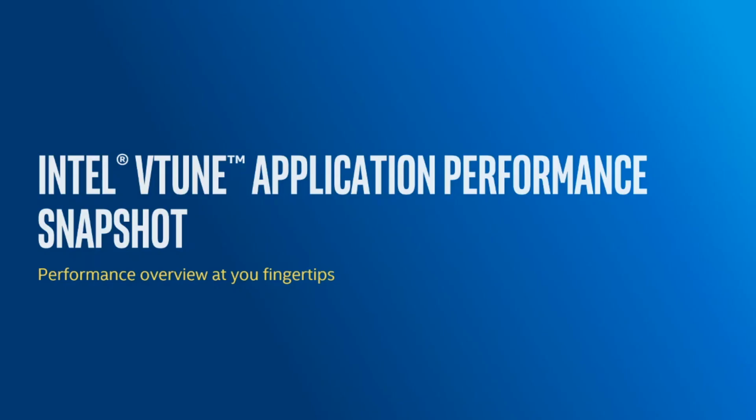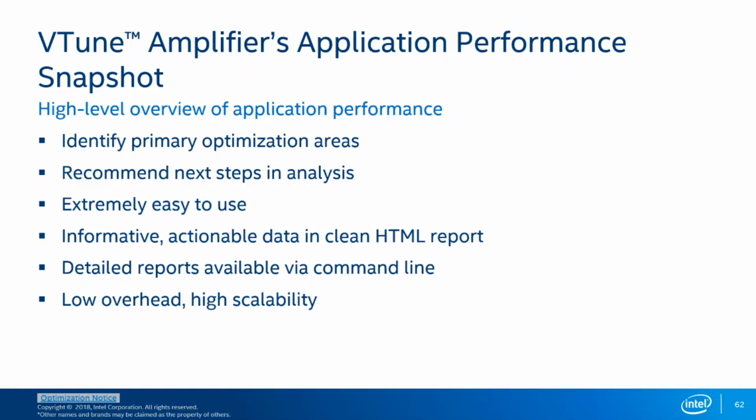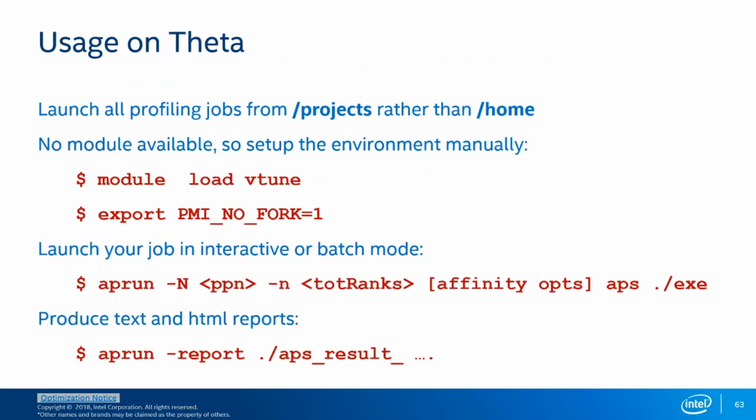Another tool that I wanted to quickly mention was the Application Performance Snapshot, and that also works with Python. It's a very coarse grain level tool that will profile your application. You can run this at scale with many ranks, many threads, and it will give you a report in HTML format that you can then just display in your browser.